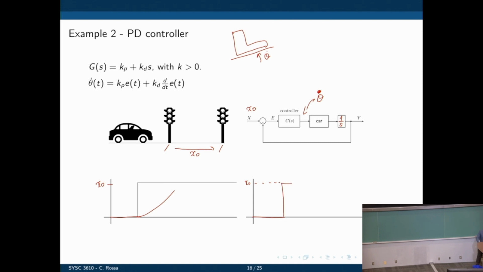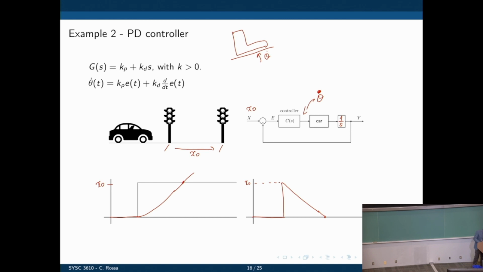The error will start to decrease. And once we reach the traffic light, that's when we realize, oh, now the error is 0. Good news. Let's stop moving the throttle. But the problem is it's too late, because now the car will go beyond the traffic light because of inertia. We are going to overshoot.